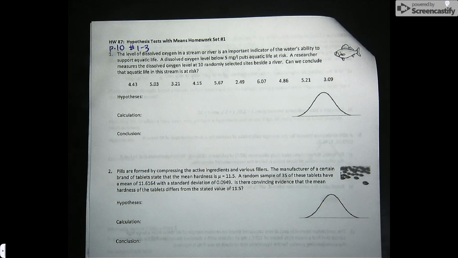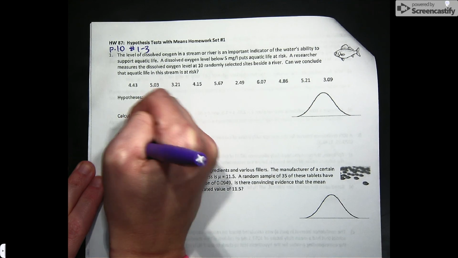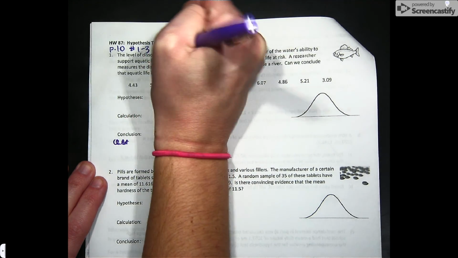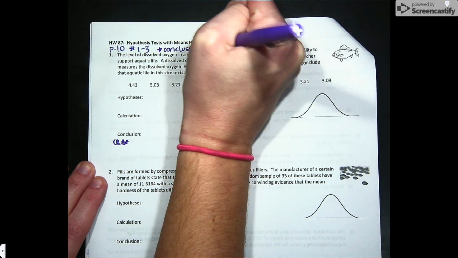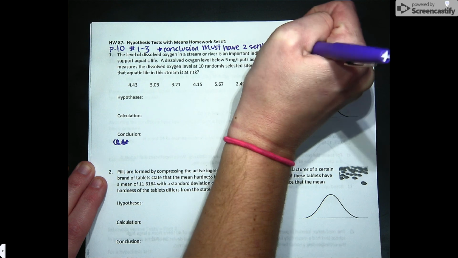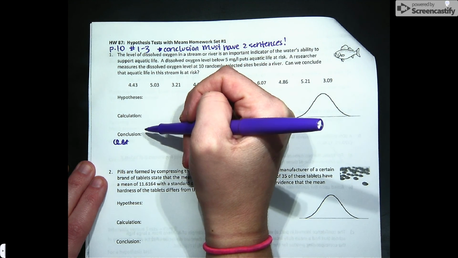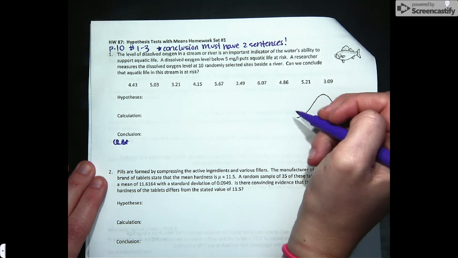But your conclusion is going to be counted as 2 times because the conclusion each time, here, I'll write it up here: conclusion must have 2 sentences. Okay, hypotheses, null and alternative, calculation, t and p-value. And then notice you have curves. It's a good idea to probably practice shading those in because on your quiz or test, we could definitely ask you to label your t score on that and then shade accurately.